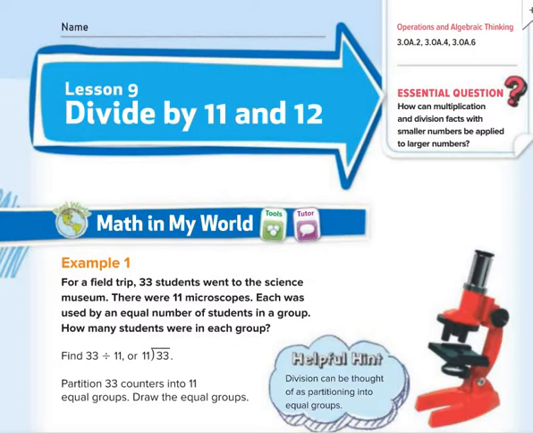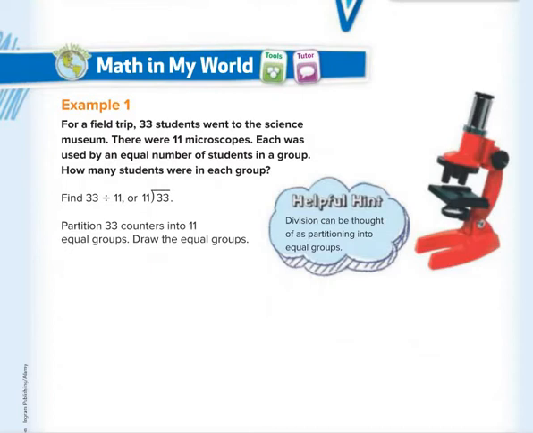For a field trip, 33 students went to the Science Museum. There were 11 microscopes. Each was used by an equal number of students in a group. How many students were in each group? What do you think, grade 3? How can we solve this problem? How can we find how many students were in each group?